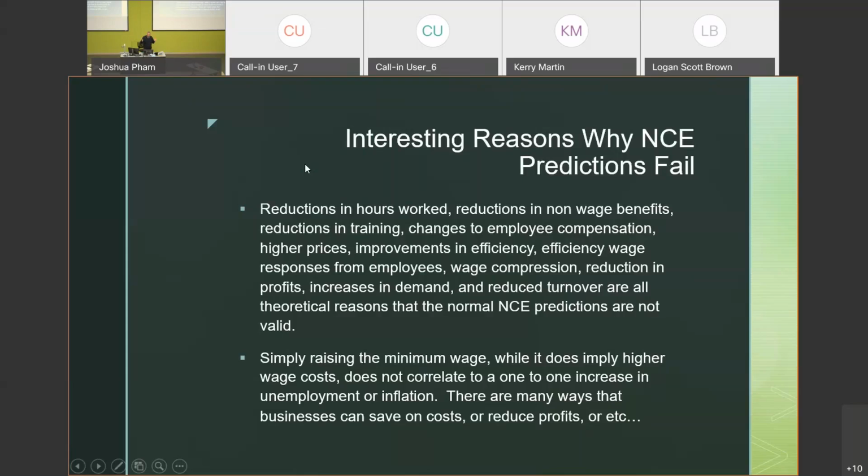So simply raising the minimum wage, excuse me, I need a drink of water actually. I'm trying to blast through here really quick.